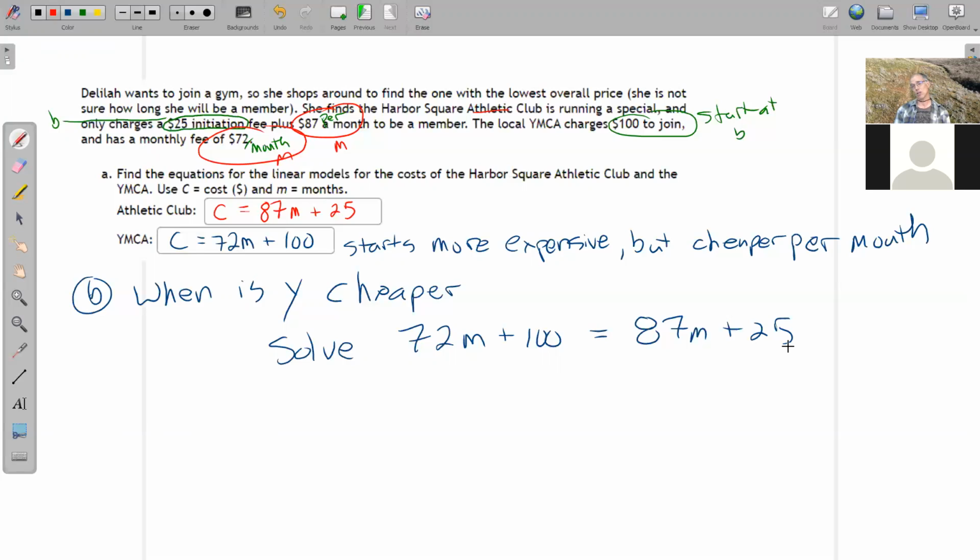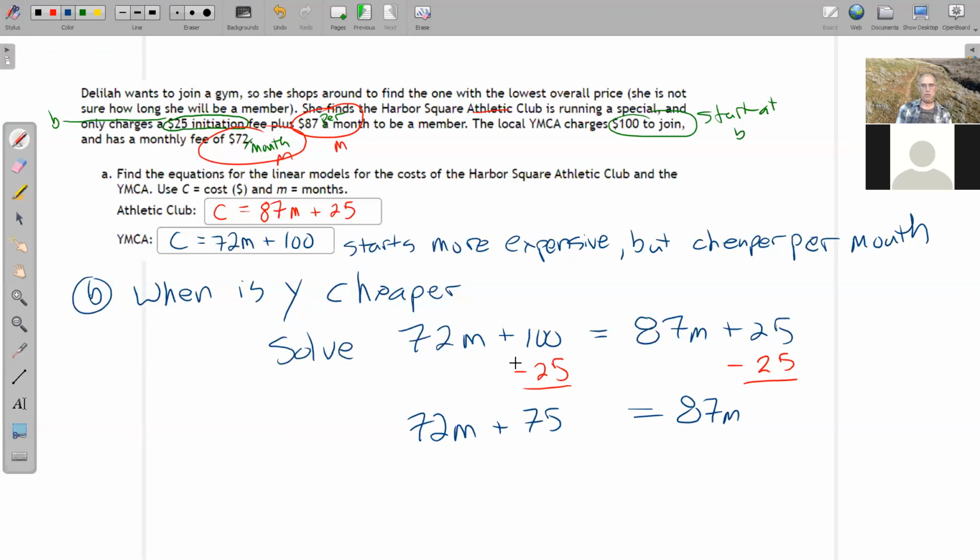Then I get negative numbers. Sometimes I don't like negatives. So I'm going to move the 25. I changed my mind. Let's subtract 25 to the other side. Since the 25 does not have an m, it can only be combined with the 100, which doesn't have an m. So we're going to keep what are called like terms together. So 100 minus 25 is 75. 72m plus 75 now equals 87m.